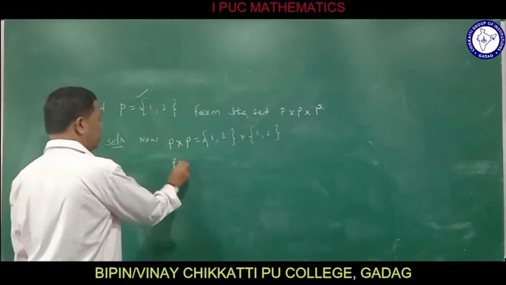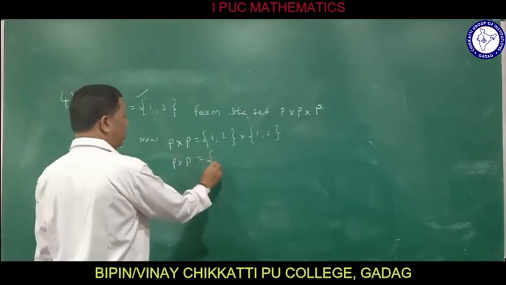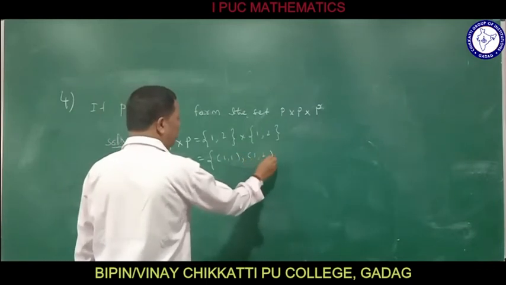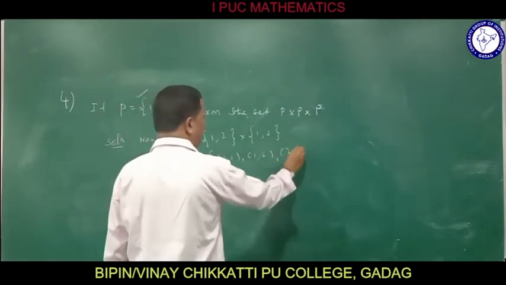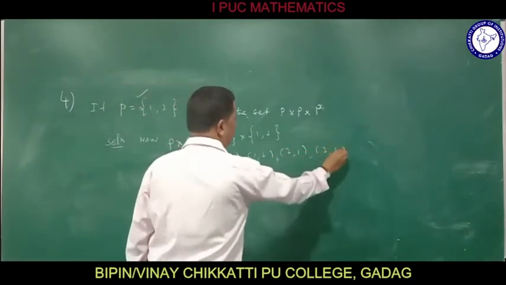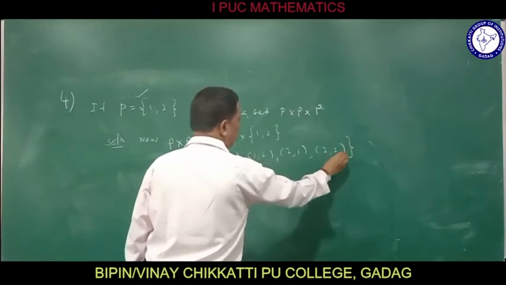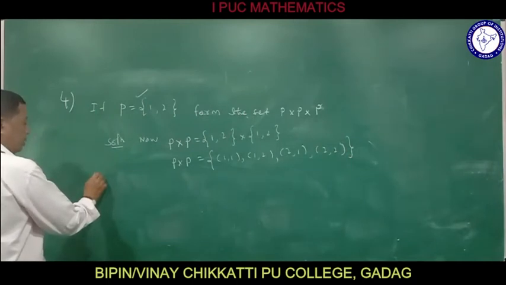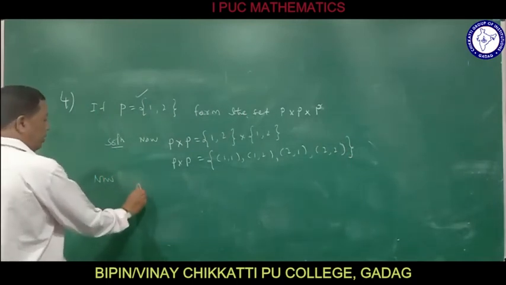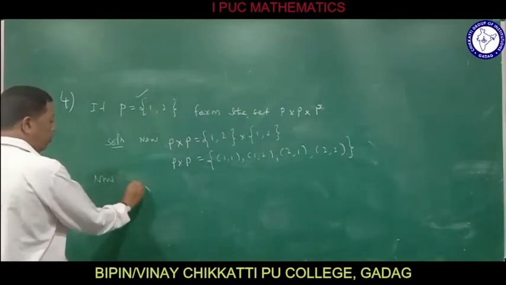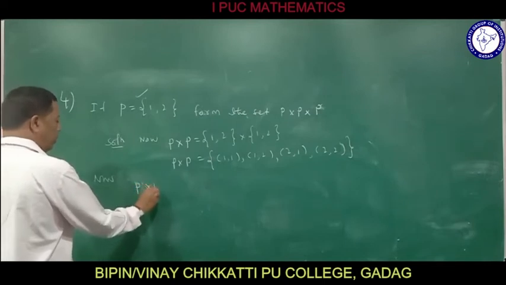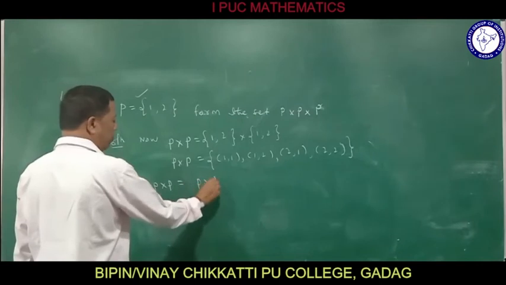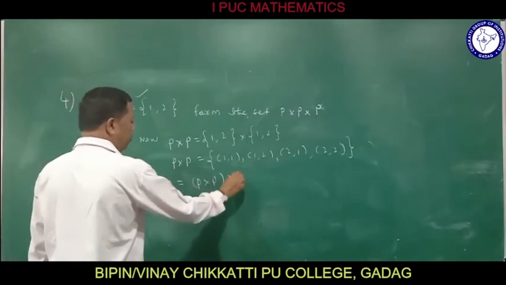So what is this answer, you tell me first? Ordered pair (1,1). Look at this, (1,2). Next (2,1), (2,2). Yes, these are ordered pairs. Now here you have to write P into P into P is nothing but P into P into P.